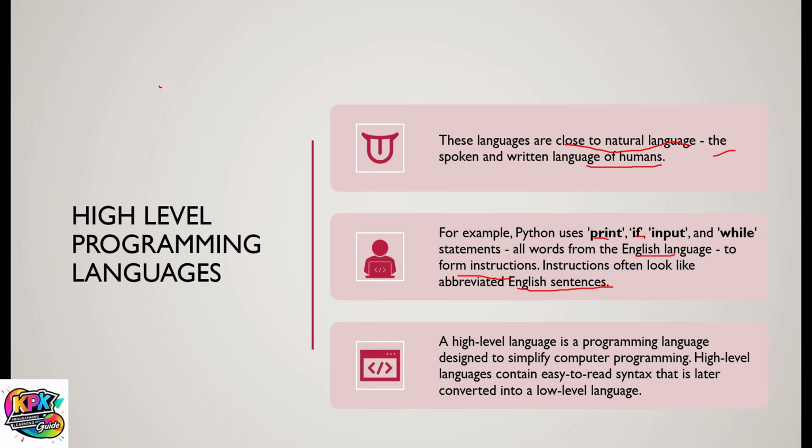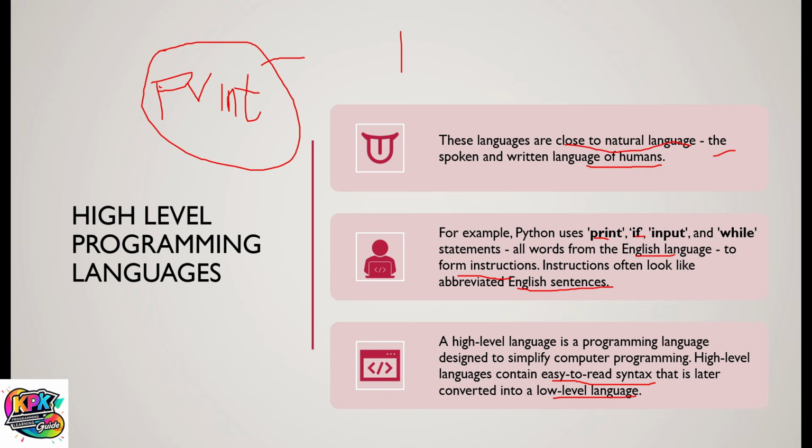Okay. So a high-level programming language is a programming language designed to simplify computer programming. High-level languages contain easy-to-read syntax that is later converted into low-level language. So the high-level language print. Okay. Example, print. This print is a high-level language, and it helps programming to be easier for humans. But to the computer, this has to be converted into the low-level language, that is the ones and zeros that we already learned earlier.